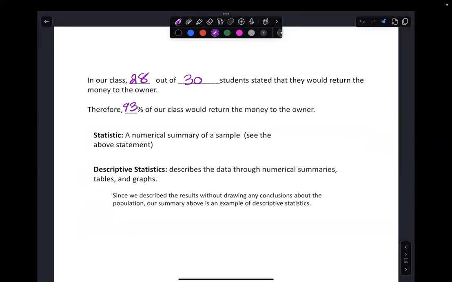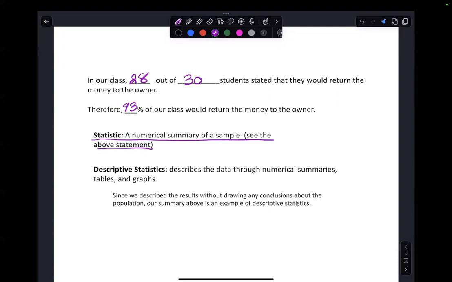Okay, so 93% of our class would return the money. We're pretending 28 out of 30 students return the money. So since this is a sample of all RCC students, this 30 people that I polled is a sample of all RCC students. Therefore, it is a statistic. A statistic refers to a summary of a sample.